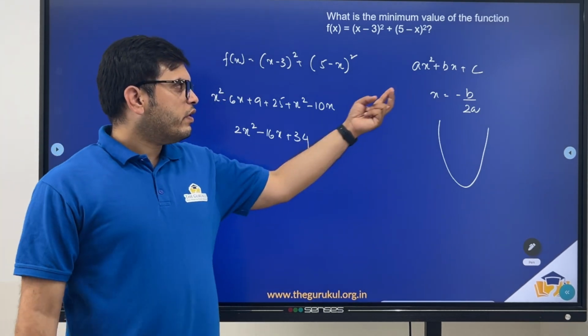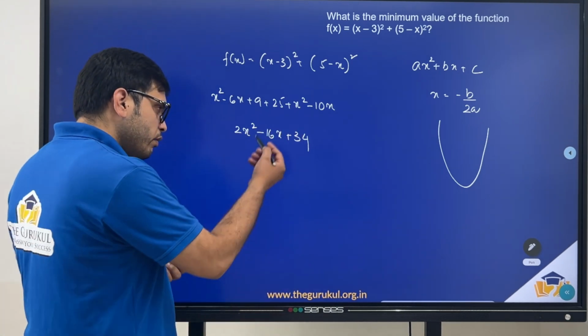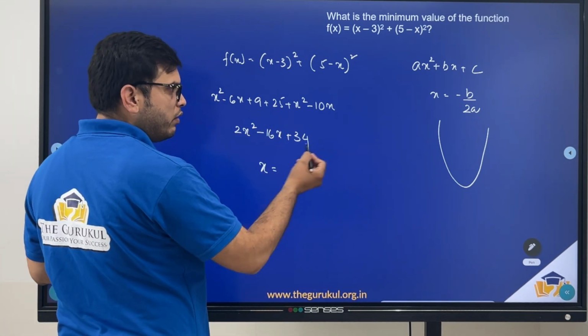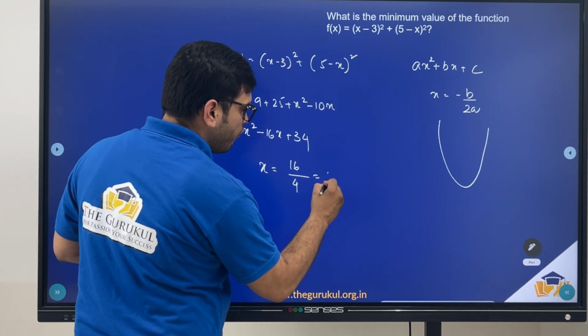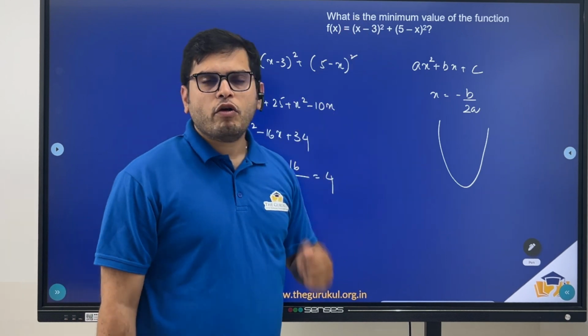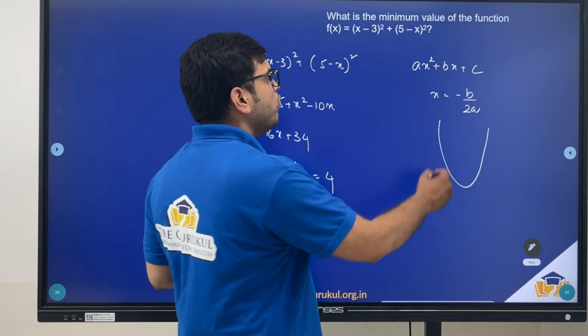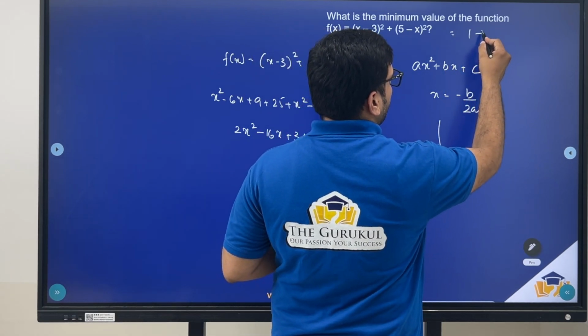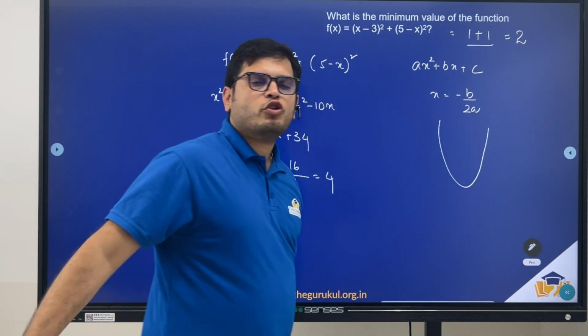Now this is in the form of ax square plus bx plus c. Upward facing parabola. Now this will be having minimum value when x is equal to minus b, minus of minus 16, 16 by 2 into 2, 4, when x is equal to 4. So substitute the value of x with 4 in this equation. F of x will be equal to 4 minus 3, 1 square 1, plus 5 minus 4, 1 square 1. So the answer for this question should be 2.